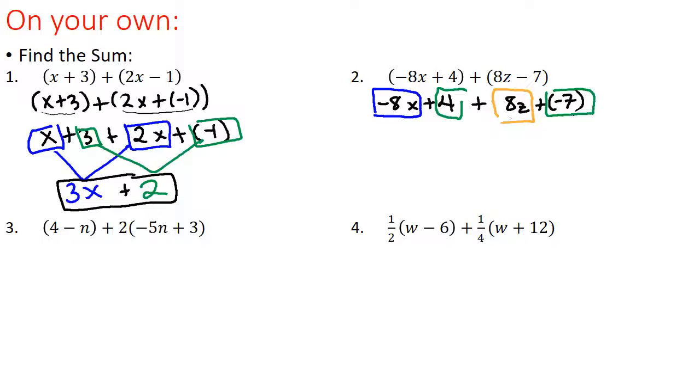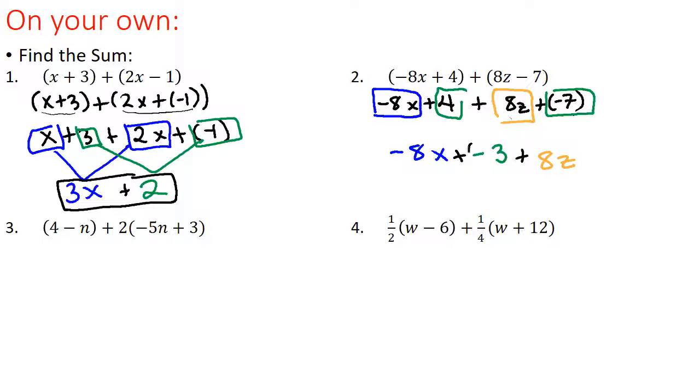So as I rewrite this now, I'm going to end up with negative 8x plus negative 3 plus 8z.